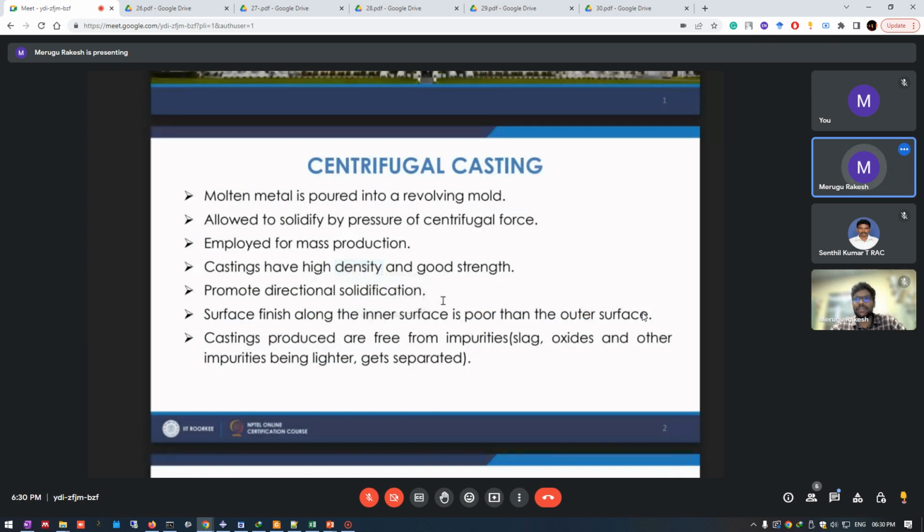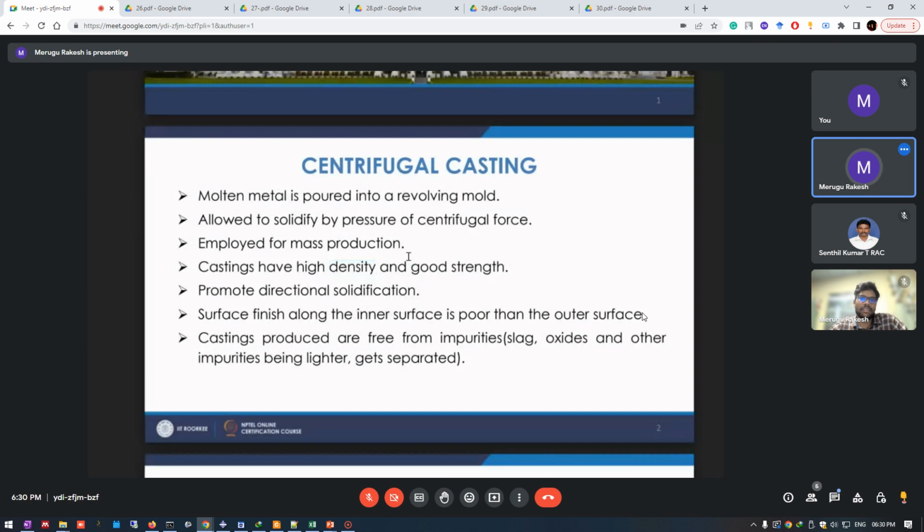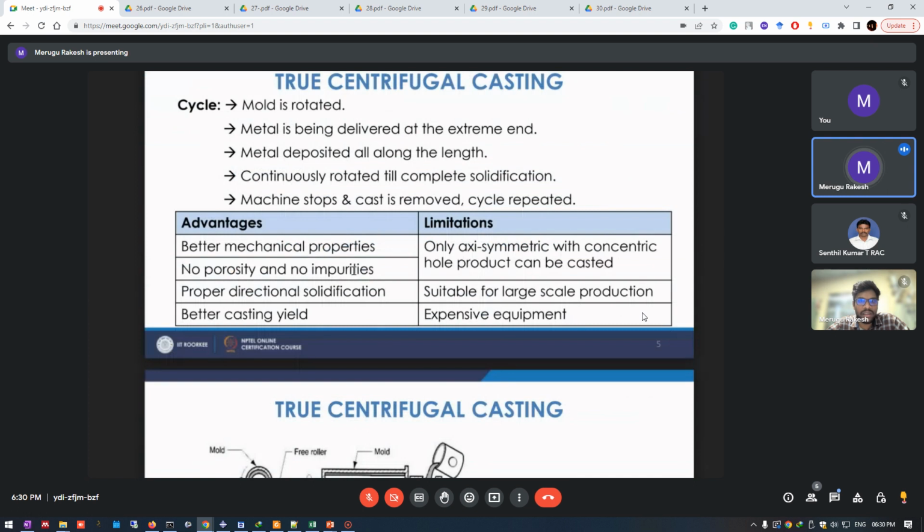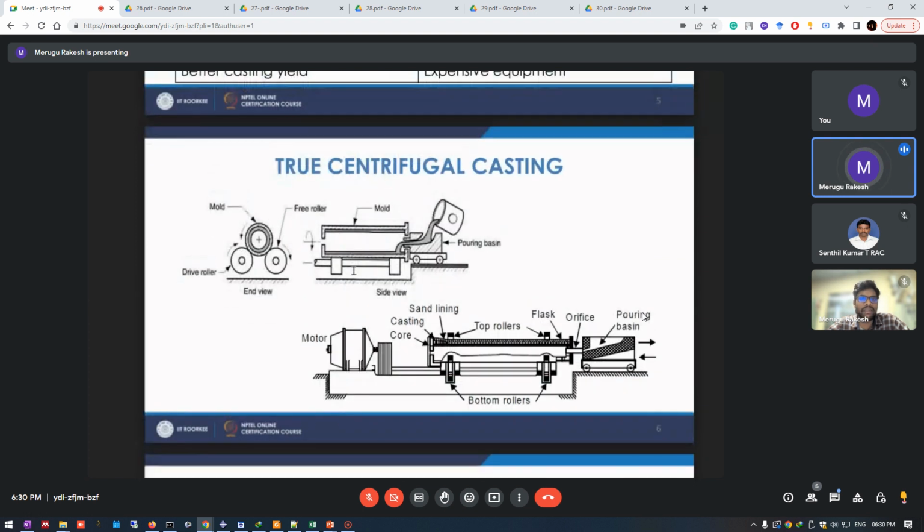So this is pretty simple. We are using centrifugal force in order to create the casting parts. I will show the diagram itself, it will be easier. So this is what centrifugal casting looks like. If you see the side view here, when you pour the metal inside, this mold will be rotating completely. That is visible in the end view.